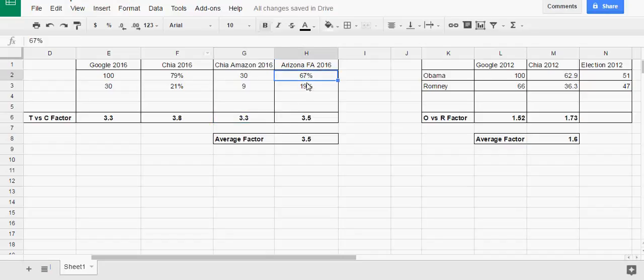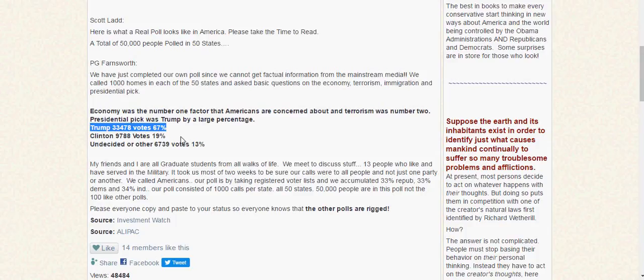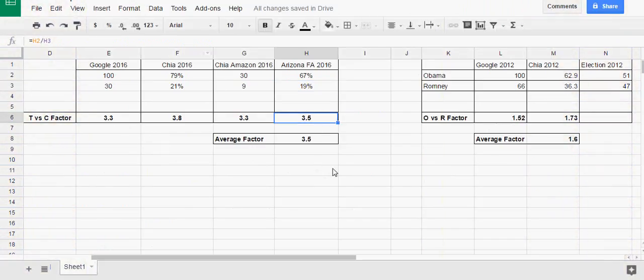And I thought I'd compare it to a recent poll that I just came across, the Arizona Freedom Alliance poll, which polled over 50,000 people, 1,000 people in 50 states, and they came up with 67 to 19 for Trump. And if you look at that, that's again 3.5 times the interest. So with these considerations, Trump has 3.5 times more interest than Clinton.